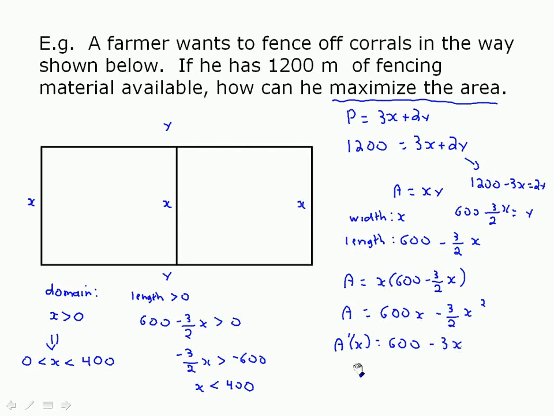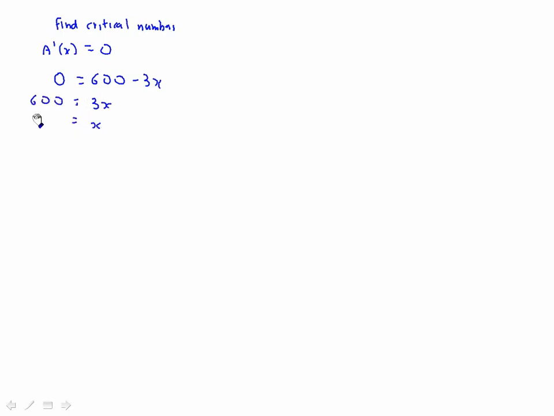And I'll get a little bit more space to work, but really this is giving us a very simple equation of which we now find the critical numbers. So find critical numbers. That would be where A prime at x is equal to 0, or doesn't exist, but there's no place where it doesn't exist within that domain. So we just go 0 is equal to 600 minus 3x. Solve away, so 3x is equal to 600, and then x is equal to 200.